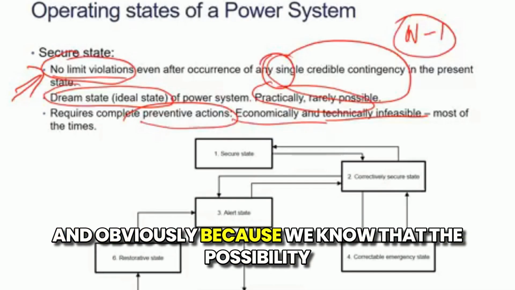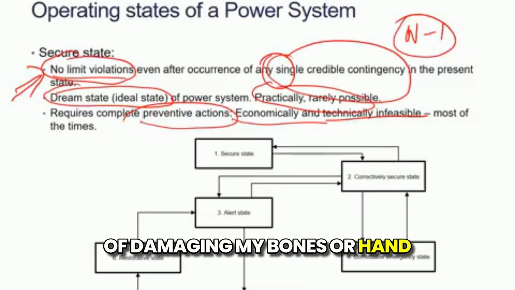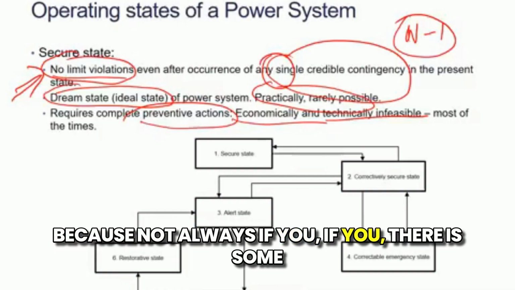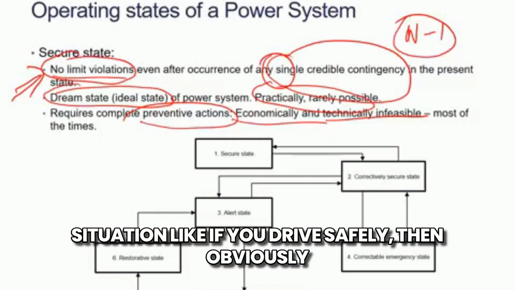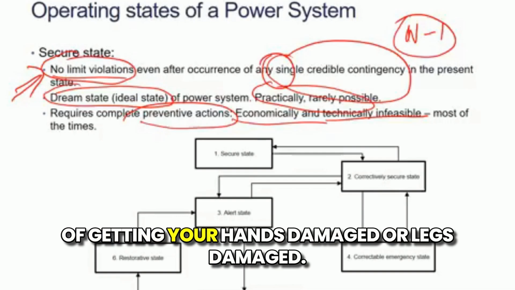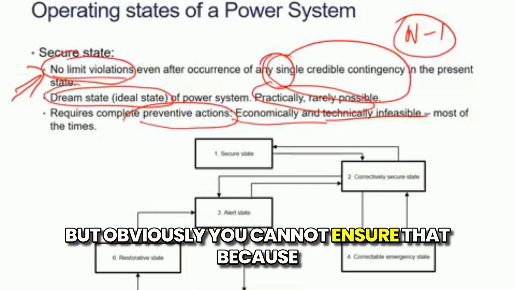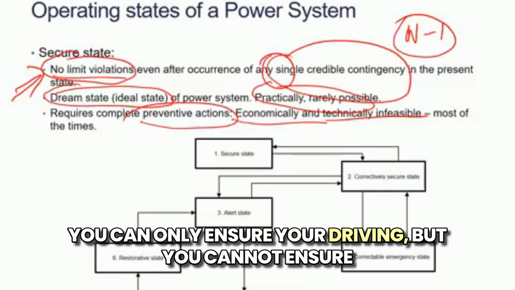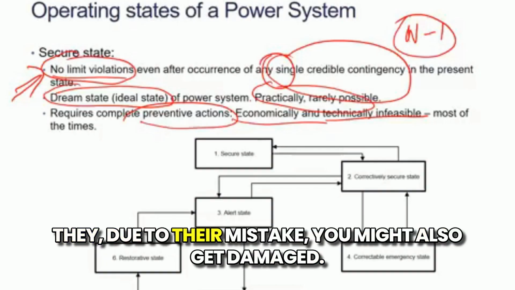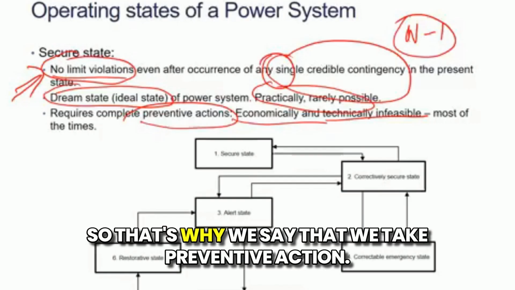Because we know that the possibility of damaging my hand or leg bones is very rare. If you drive safely, there is a very low probability of getting hurt. But you can only ensure your own driving, not the driving of other people on the road, and due to their mistake you might also get damaged. So that's why we take preventive action.